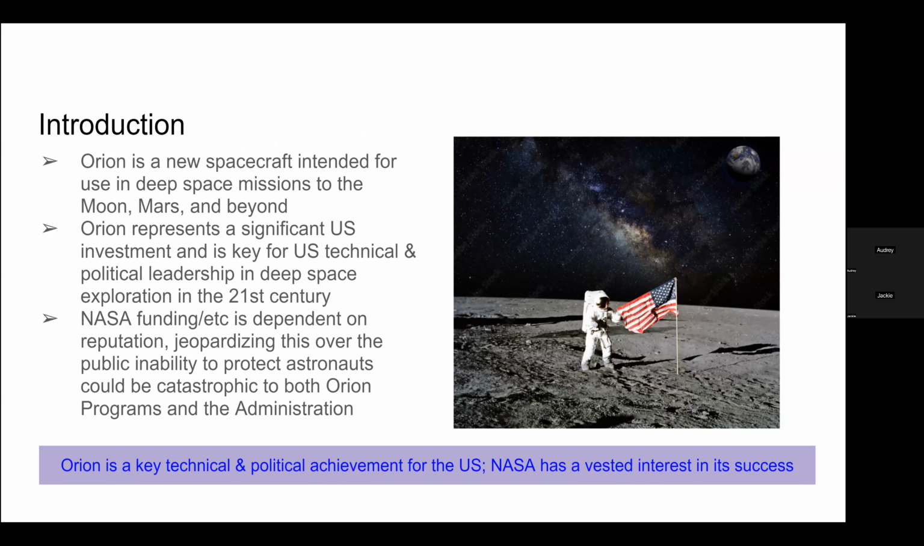So just a quick introduction of Orion. Orion is a spacecraft that's going to be used in deep space missions, such as missions to the moon, missions to Mars, as well as missions to other areas of deep space. Since Orion is such a technically and politically important piece to the US government, it could be detrimental if it were ransomed and unable to be used, which makes it highly likely that the US government would pay a ransom in that case.